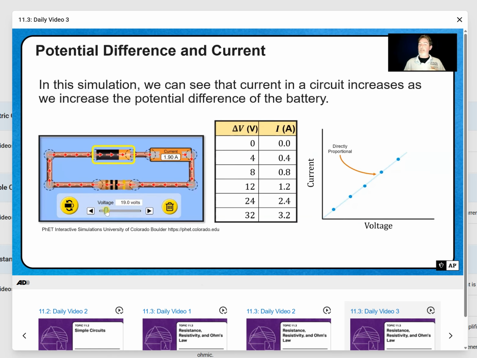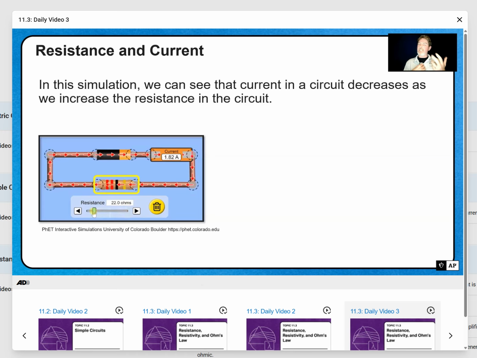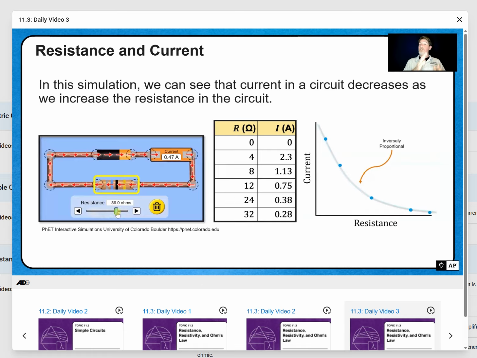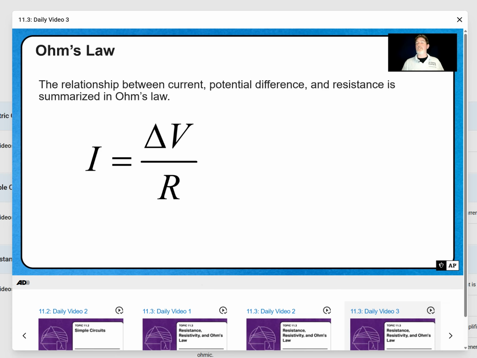Conversely, if we look at resistance versus current, here in this simulation, you can see that as we increase that resistance, the current decreases because the resistor is fighting the flow of electric charge through its component. If we go ahead and graph these values, we find that we get a decreasing, inversely proportional graph showing that resistance is inversely proportional to the current flowing through it. Tying all these together, we can build Ohm's law, which tells us that current is equal to the change in potential over the resistance of the circuit or a circuit component.